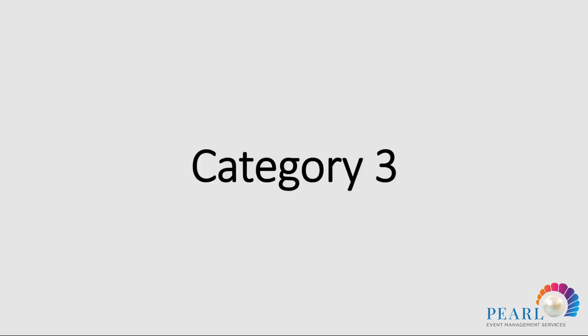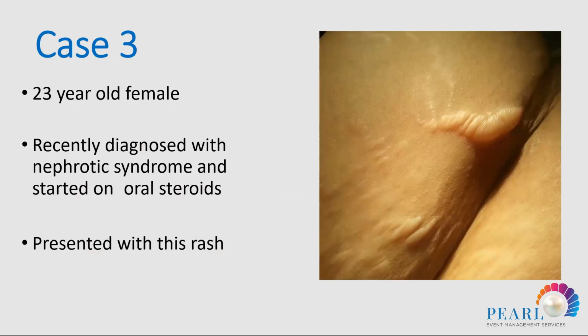Category 3. So this is a very easy case. This is a 23-year-old female recently diagnosed with nephrotic syndrome and started on oral steroids, and she presented with this. Yeah, so this is striae distensae.